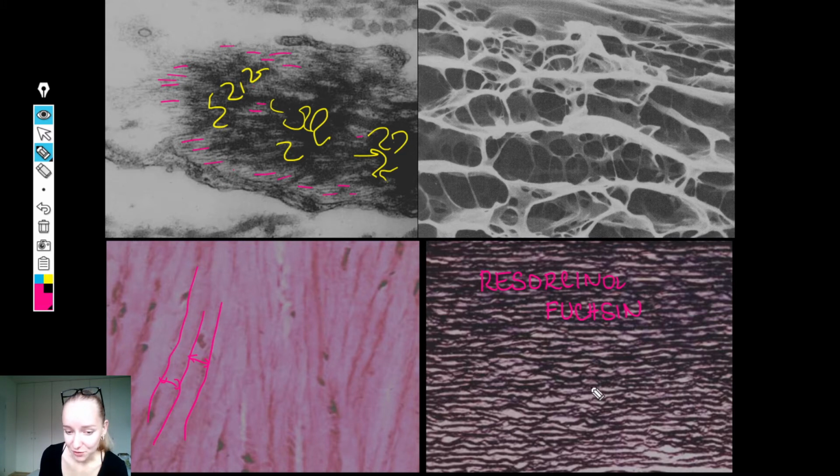This is a picture from the vascular wall. Especially vascular walls have many elastic fibers because they need to be elastic. They need to dilate and go back to the normal position. So they have a very large amount of elastic fibers. Here we can see them. These black lines are elastic fibers.